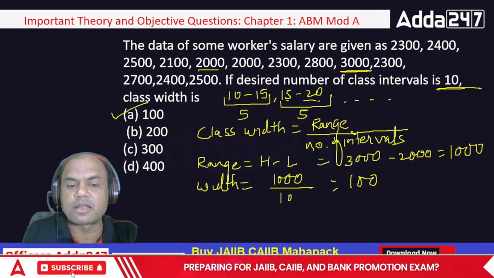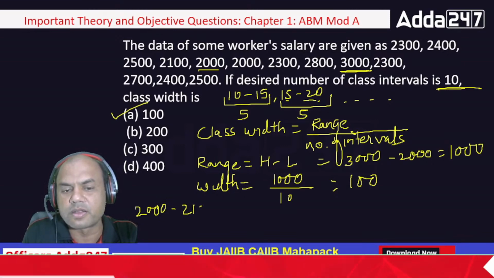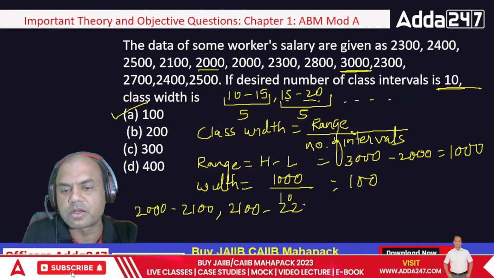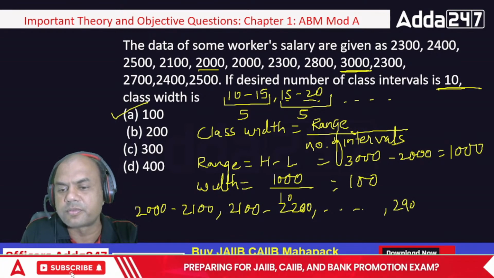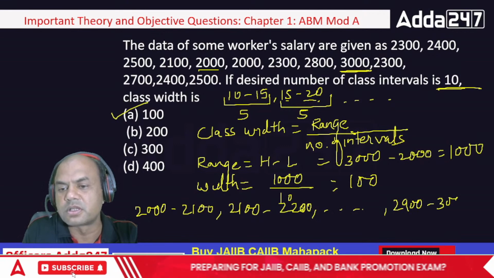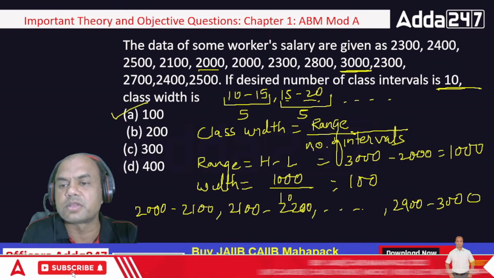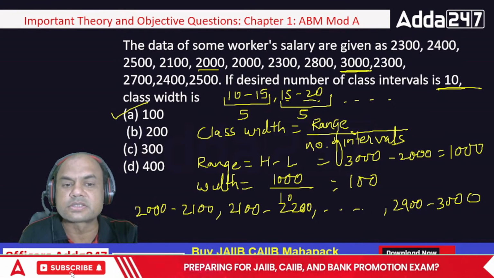It means when I arrange the numbers, it will be arranged like this: 2000 to 2100, 2100 to 2200 and so on. Okay. So it will go up to what? The last interval is 2900 to 3000. How many will be there? If you count them, there will be a total of 10 intervals. This is what is required, isn't it? So this class width is 100.